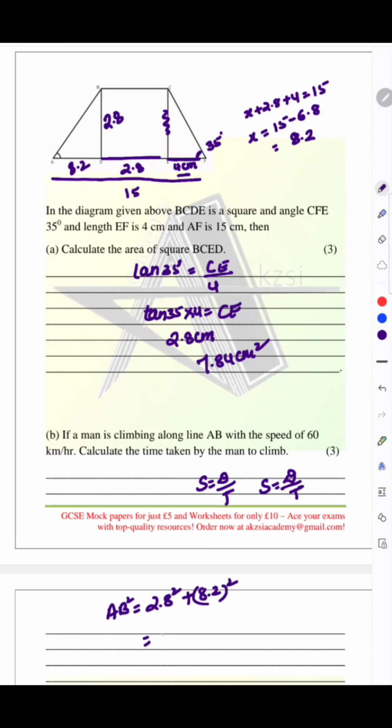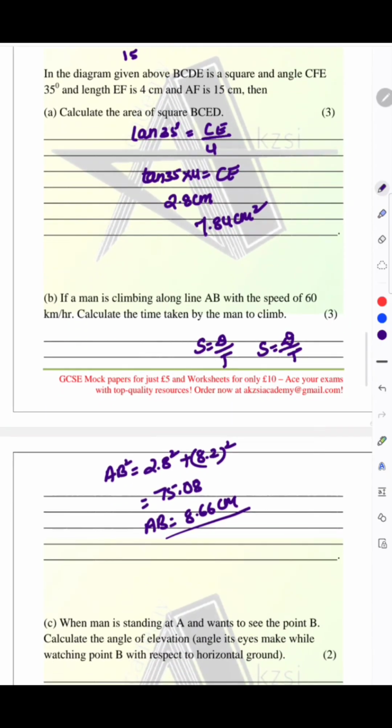This is equal to 75.08. And now we have to take the root of 75.08, which is 8.66. So AB is 8.66 centimeters. Now we have calculated the distance, we have the speed, we have to find the time. So calculating time would be distance over speed. Distance is 8.66 and speed is given as 60 kilometers per hour.